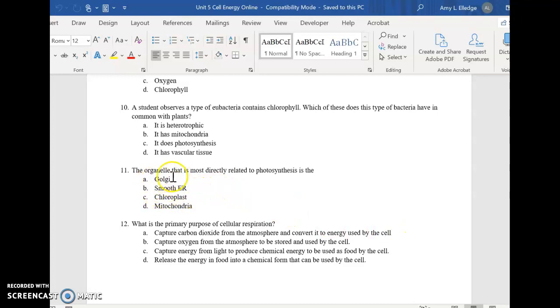Number 11, the organelle that is most directly related to photosynthesis, I hope you know, is the chloroplast. The Golgi packages proteins. Smooth ER removes toxins and produces lipids, and the mitochondria is the powerhouse of the cell, makes energy and does cellular respiration.